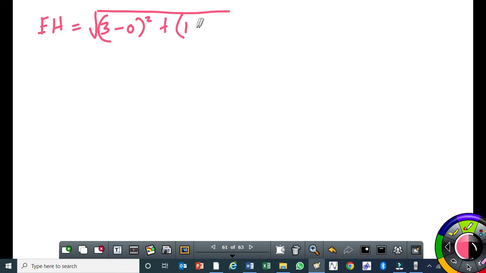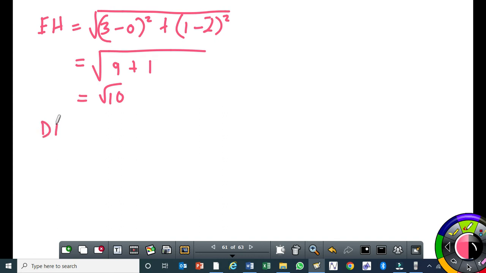So then we need to calculate the length of EH. So EH will be equal to, can you pay attention? So this will be 3 minus 0 squared, okay, plus y is equal to 1 minus, I think the value of y at E was 2, isn't it? Yeah, we calculated yesterday. So that will be 2. So this will give us the square root of 9 plus 1, and then you get the square root of 10.